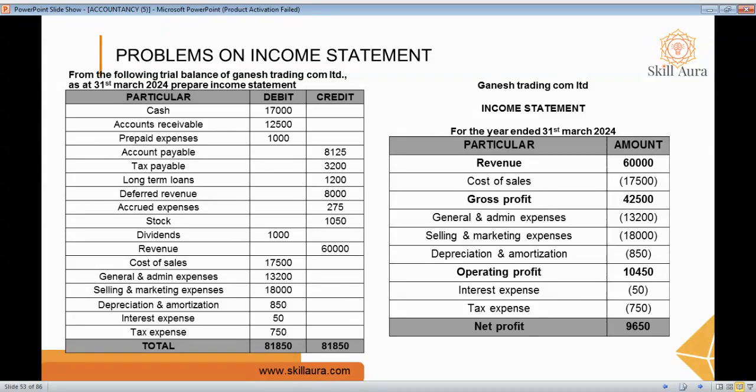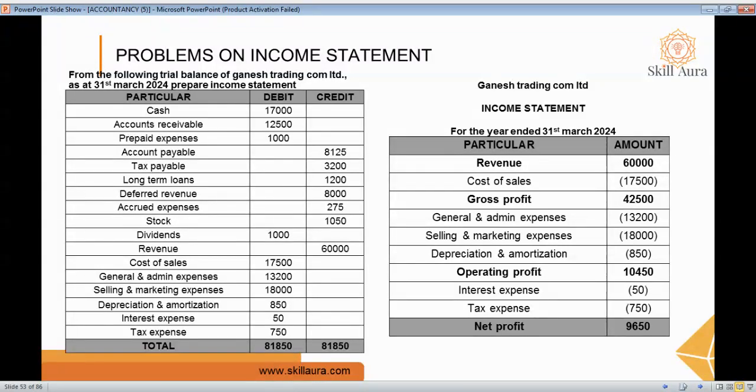The first one is revenue. We have to see what the revenue amount is, that is 60,000, and put it there. Then the cost of sale, that is 17,500, and when subtracted we'll get 42,500.